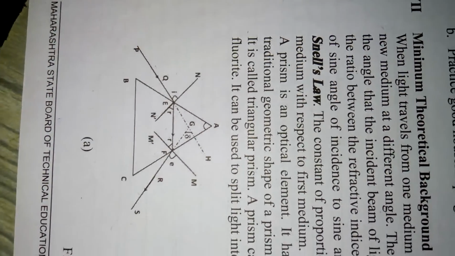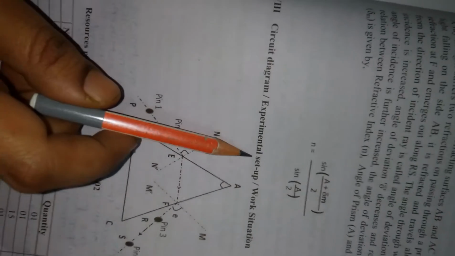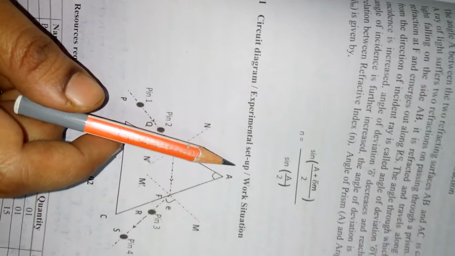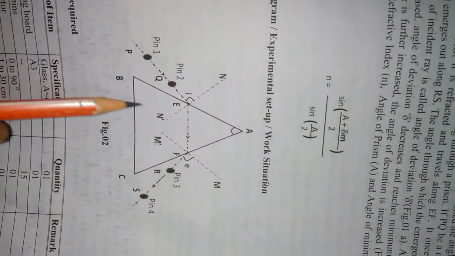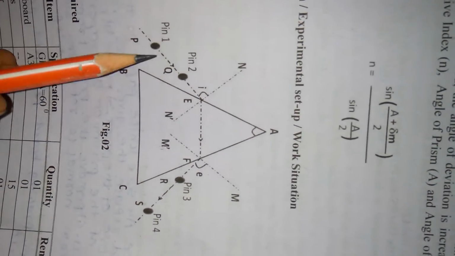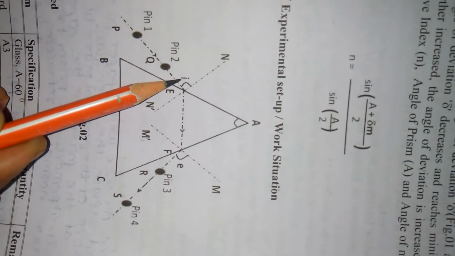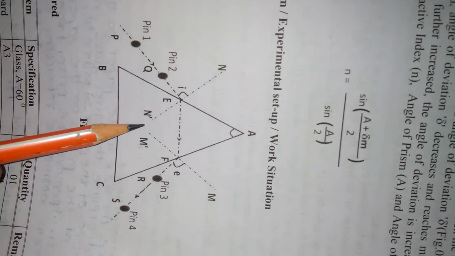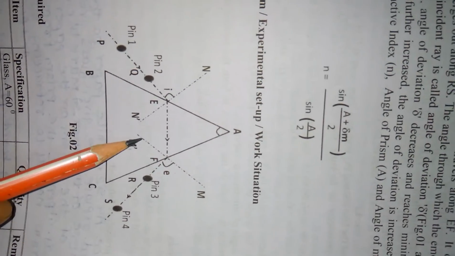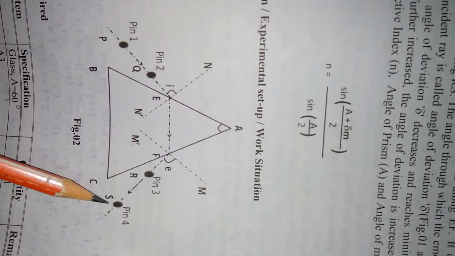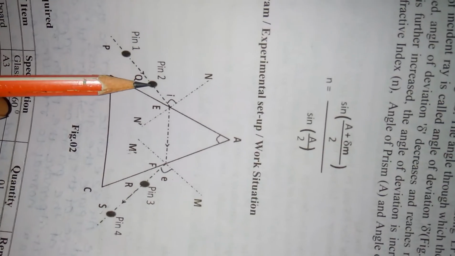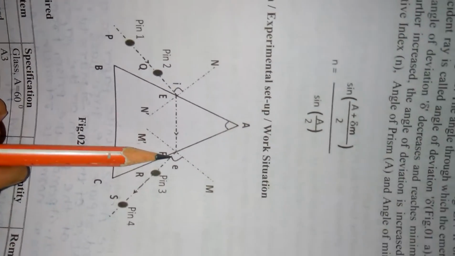And here this is the circuit diagram or experimental setup for practical number 15. This is the diagram of prism. This is pin 1, pin 2. This is angle of incidence. This is normal, this is again normal. And here these are the images of pin 1 and pin 2. And this is angle of emergence.